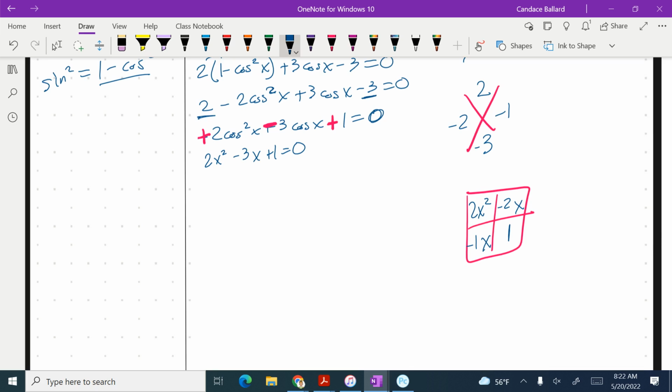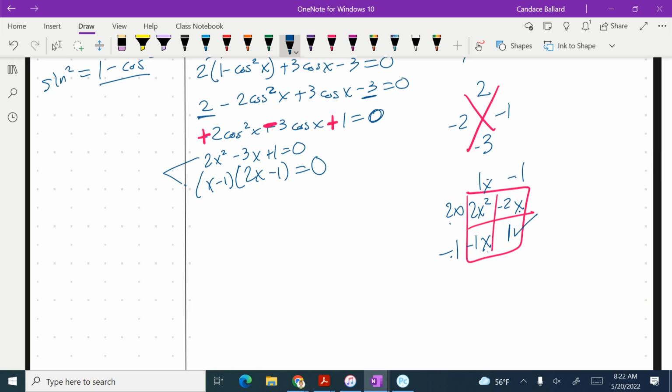Okay, what times what was 2 in the box? 2 and 1. It's not a hard question, right? All right, so 2 and 1. Where's my 2 got to go? Left side according to my box. What times 2x is -2x? And what times 1x is -1x? -1 times -1 is 1. So I have x minus 1 times 2x minus 1 equals 0.